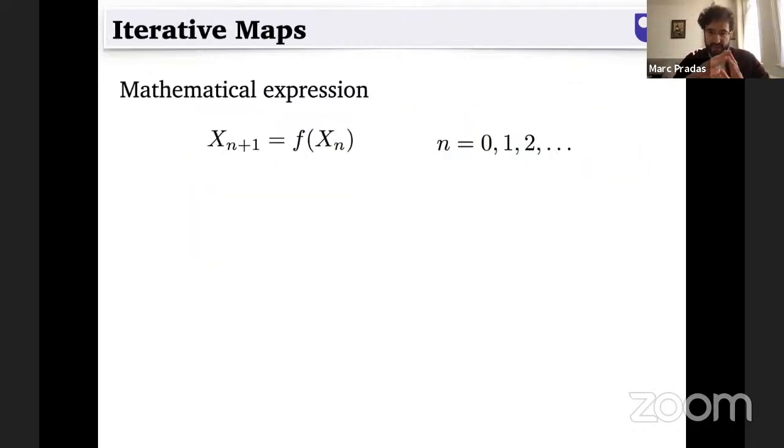In general, we will write this mathematical expression where x is the quantity of interest. It could be an angle, or, as we will see later, a biological population. x_{n+1} represents the next point in the sequence. f represents the mathematical rule, which is the function of the model. And x_n represents the previous point in the sequence.